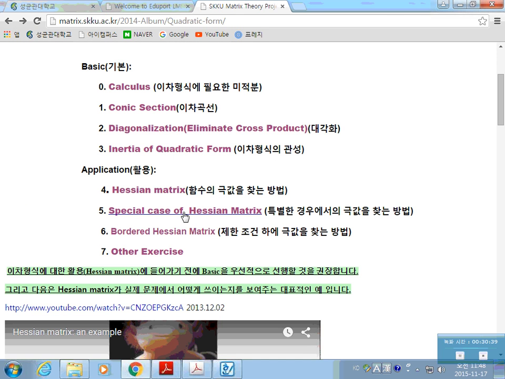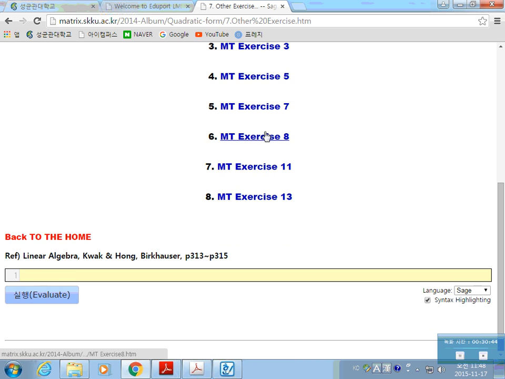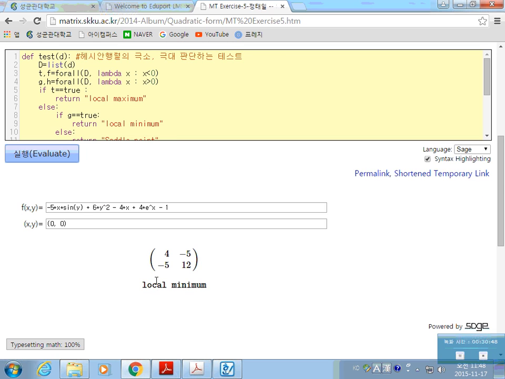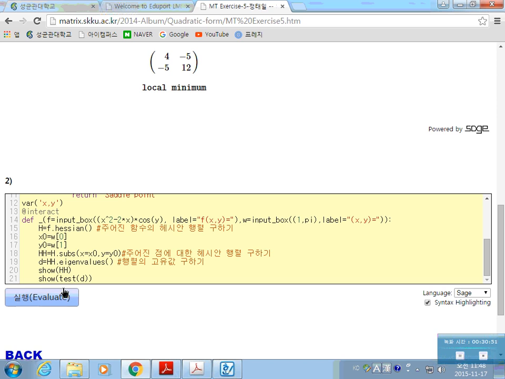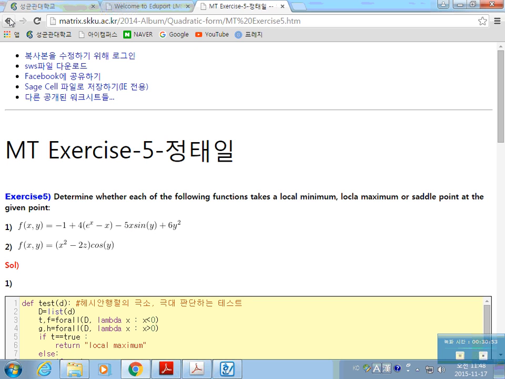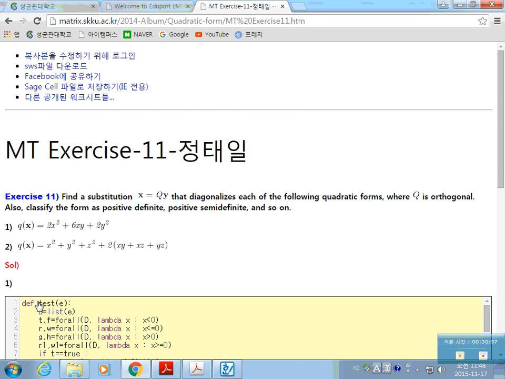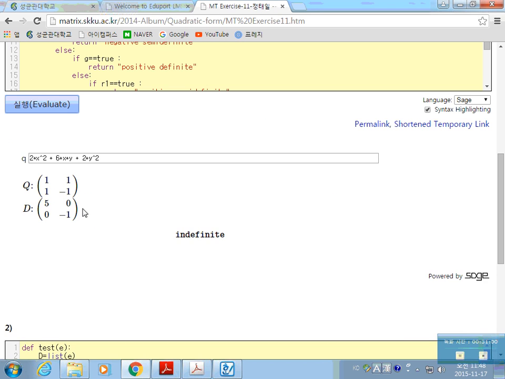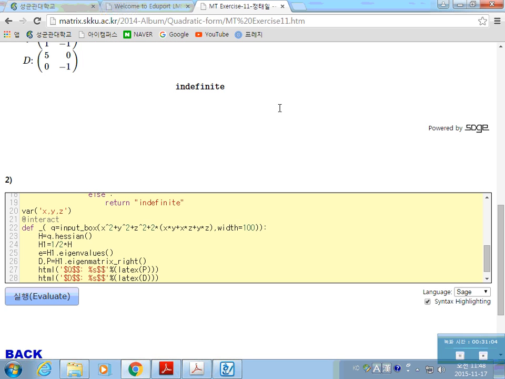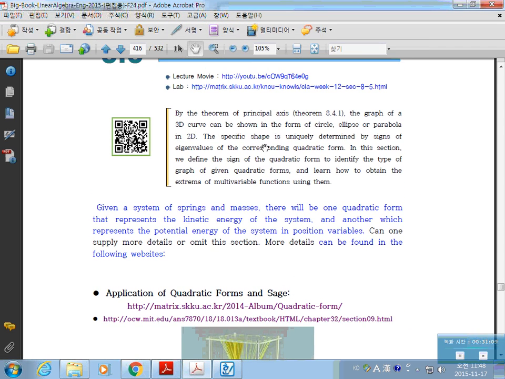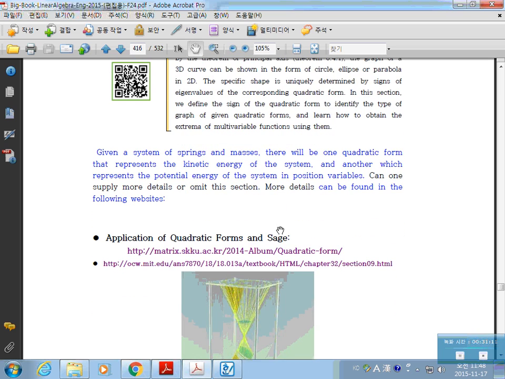What else? Special cases of Hermitian matrices and other exercises. There are some exercise problems that you can check, but that's optional, so you don't have to go through it. These are the problems that I taught to my student, and we made the code to check whether our answers were right or not. And I think this address will give you plenty of information, more than the book has.